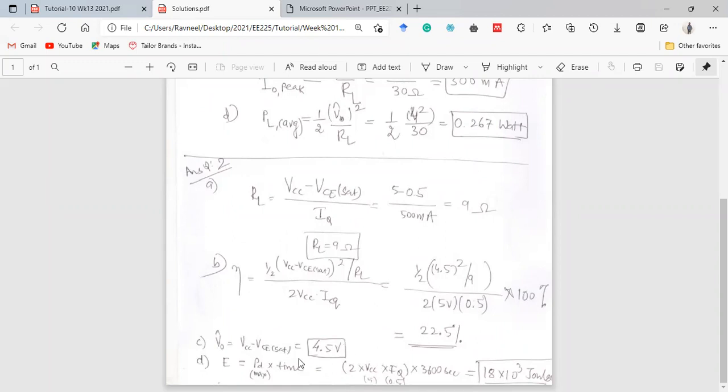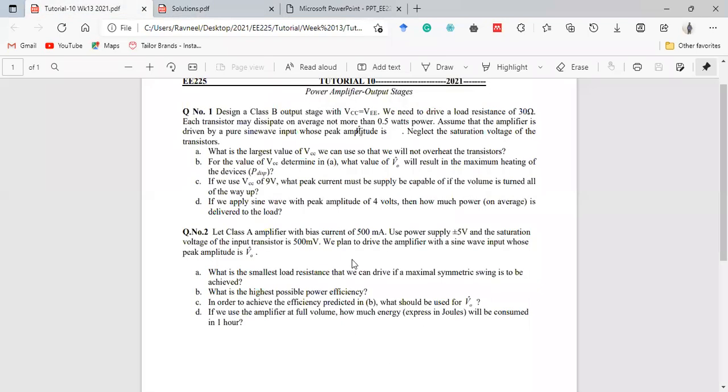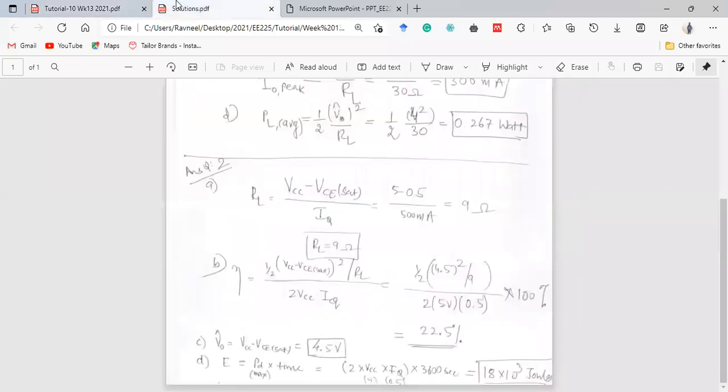So in that particular case, maximum power delivered is going to be 2 times VCC times IQ, or the bias current, right? VCC value is 5 and our bias current is 0.5 amps. Taking these values and substituting over here. And what else do we know? We are talking about 1 hour. So in 1 hour, how many seconds do we have?